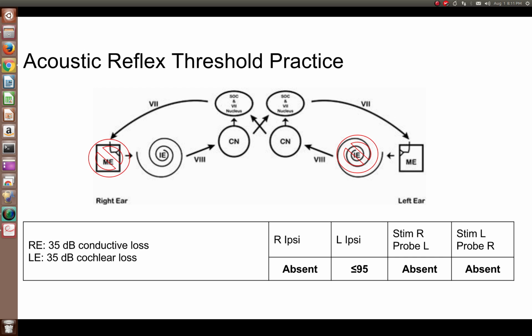So, yeah, that's that. Let me go ahead and wrap that up. I think we're good. Let me know if you have any questions, and hopefully you might have a little bit better understanding of the acoustic reflex pathway and how various pathologies might impact it.